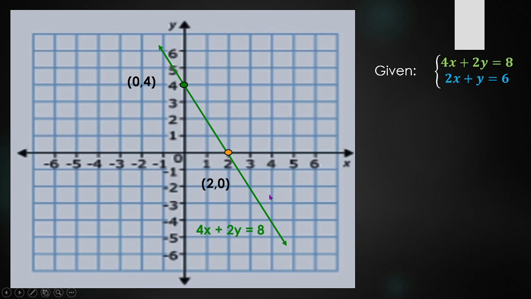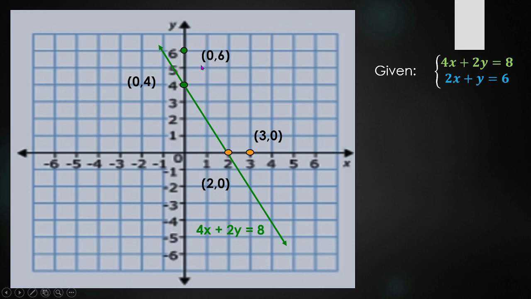Let us plot the points of the second equation. This point contains the x-intercept 3. So it has coordinates (3, 0). Then this point contains the y-intercept 6 and it has coordinates (0, 6).